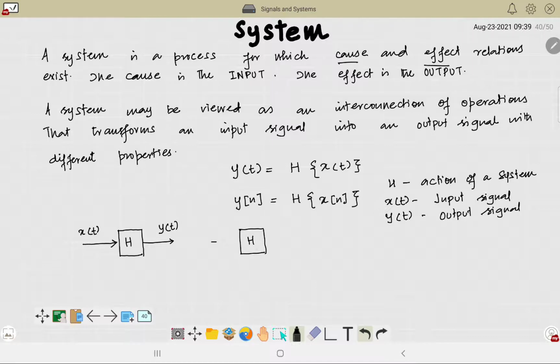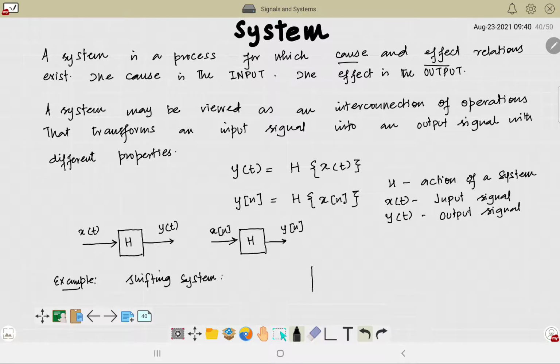A system having a system property h takes some discrete time input x of n and gives you a discrete time output y of n with different properties. As an example, we had done a basic operation of time shifting. So if I take a shifting system, that is a system which shifts your input signal.